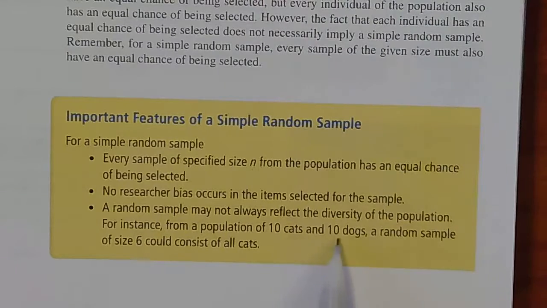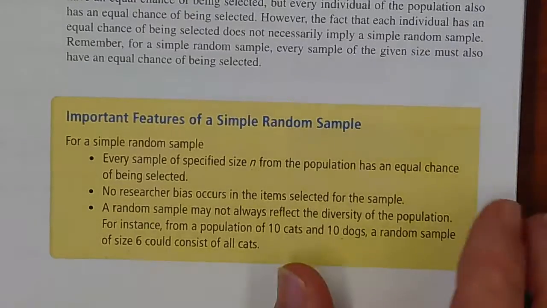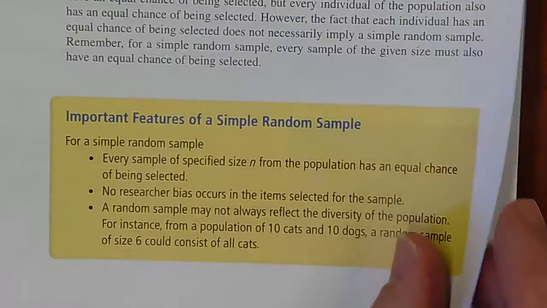They said they got 10 cats, 10 dogs, and they're going to grab a random sample of size 6 could consist of all cats. That could happen. Or maybe I have 4 and 2, right? It doesn't always have to be proportionate and be 3 and 3. Okay, so simple random sample allows for some disproportionate samples.